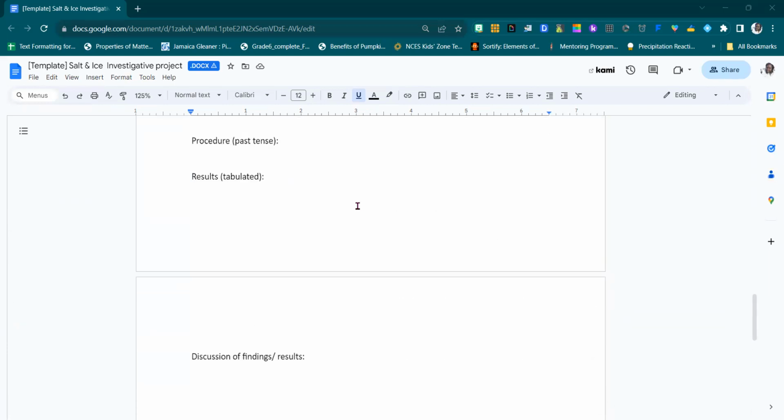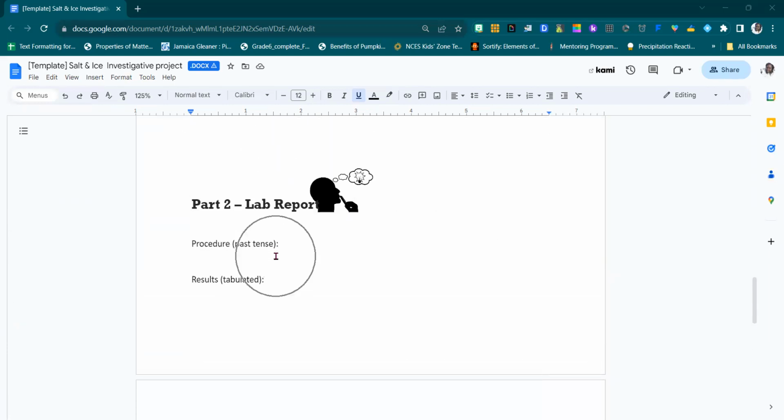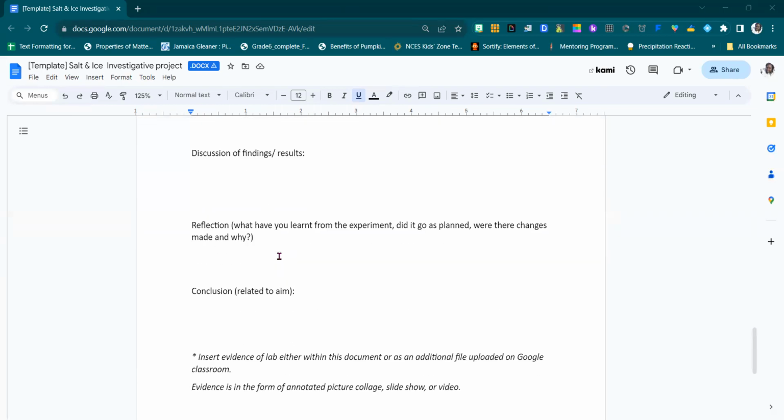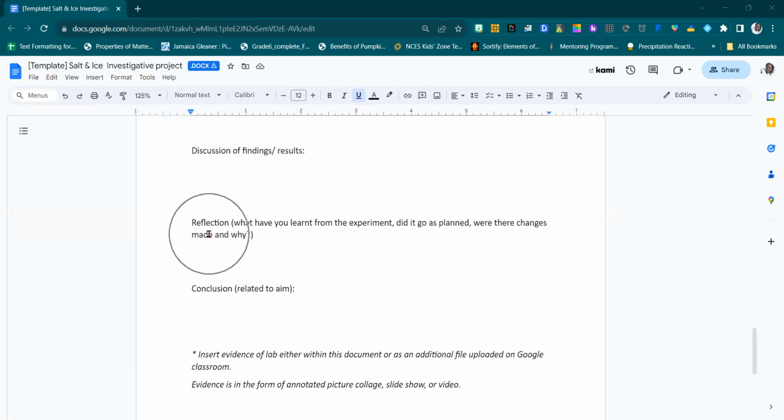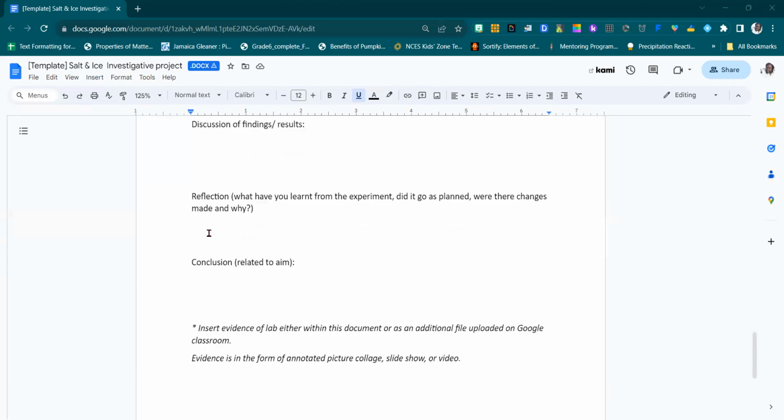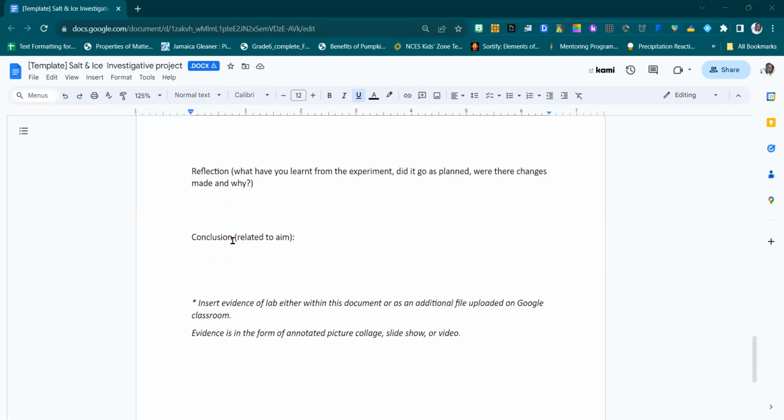Do not change your procedure at the top here, because you are to test your procedure to see if it works before you change it. If there are any changes, do it in your reflection. Then you can conclude, answer your aim.